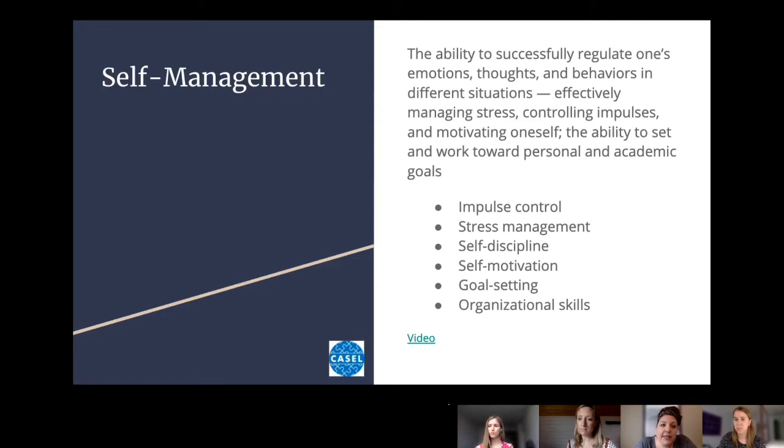Self-management is the ability to successfully regulate one's emotions, thoughts, and behaviors in different situations, effectively managing stress, controlling impulses, and motivating oneself. It's the ability to set and work towards personal and academic goals. Students can learn to manage their feelings and turn them into positive actions. Adults can help by creating a calm and regulated environment, showing how to manage impulses and discussing ways to resolve conflicts.